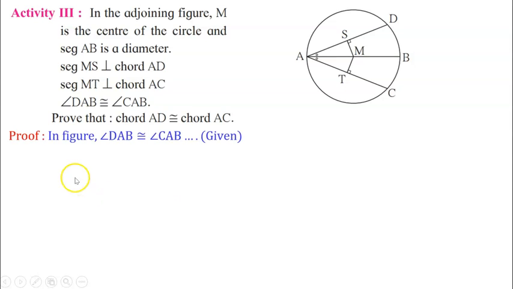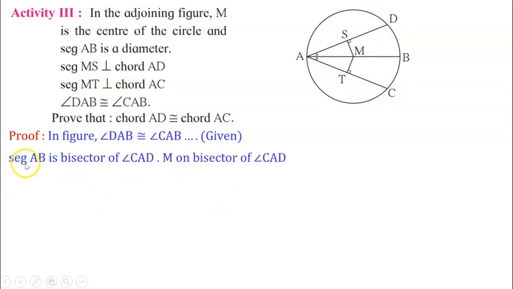See this here, proof. We will see the proof in this. Angle DAB is congruent to angle CAB. This is given. Segment AB is the bisector of angle CAD. M is on the bisector of angle CAD. Therefore, MS is equal to MT.